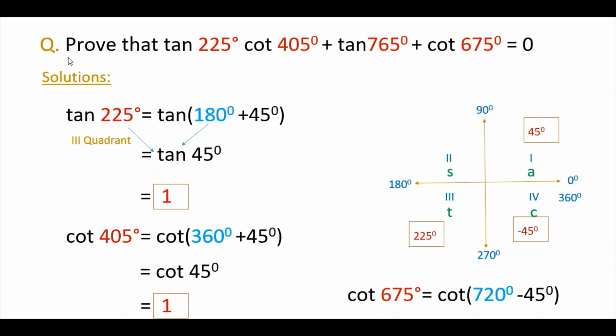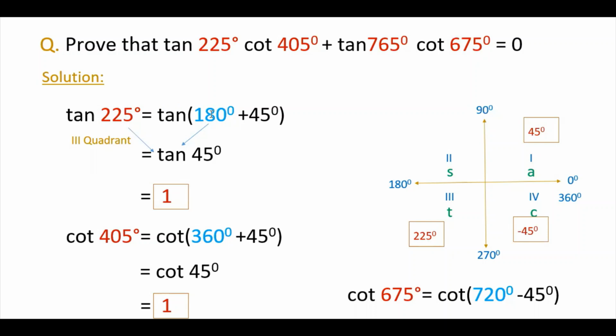This is another problem. Prove that tan 225 degrees cot 405 degrees plus tan 765 degrees cot 675 degrees is equal to 0. So here, first find each value. Tan 225 degrees is below 360 degrees, so you can write this as tan 180 plus 45, that is 225 degrees. Here 225 is in the third quadrant, where only tan and cot are positive. So here it is tan, so no need to put a minus sign. It is positive only.